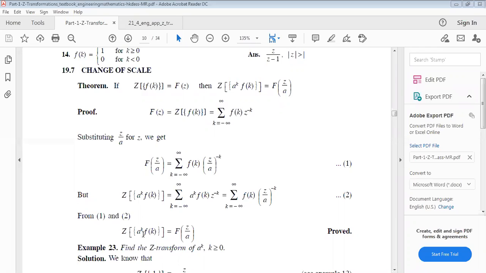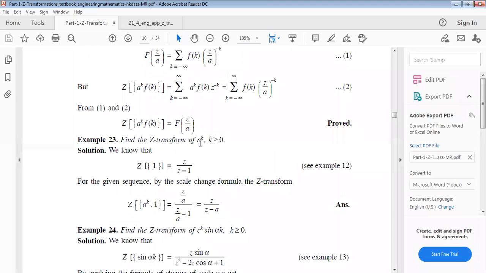That means this equals this, hence the theorem. That means the change of scale will affect the transformation of Z. This is the required proof.